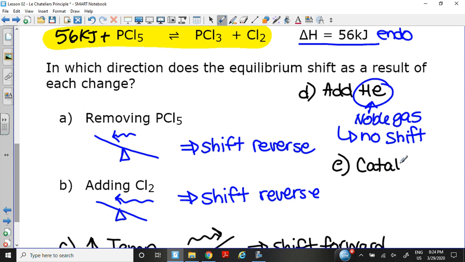And then E, if you tried this one out, it was using a catalyst. Again, what happens with a catalyst? It's going to speed the rate of the reaction up in both directions equally. So forward and reverse are both going to speed up. That means, again, you're going to notice no shift overall. You could also say both directions speed up, but because they're balanced out, you won't notice the shift.